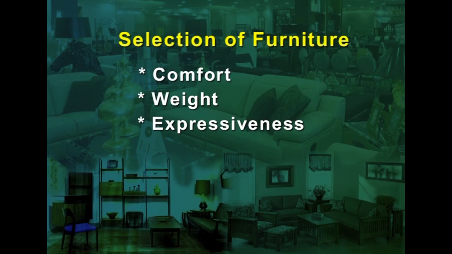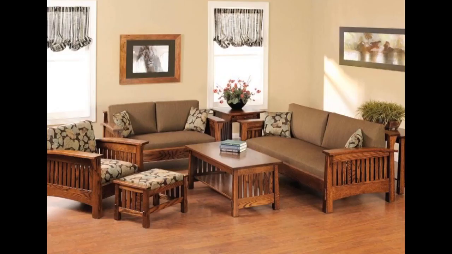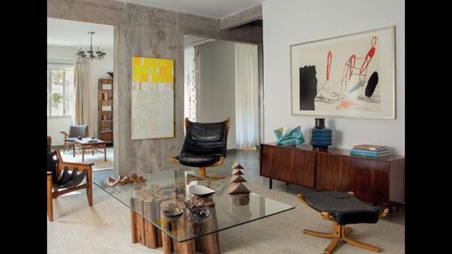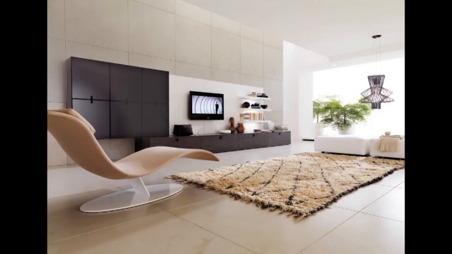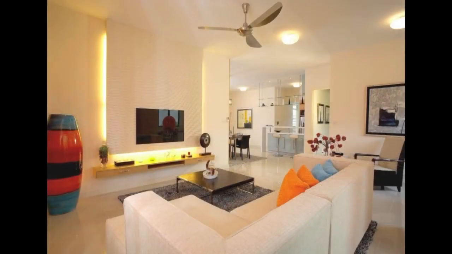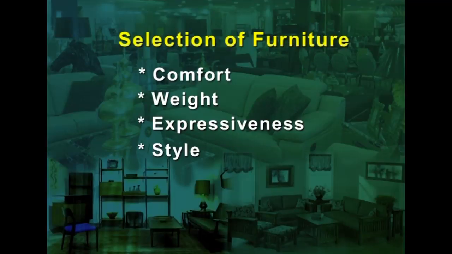Let us look at the next one, that is expressiveness. The theme of the room limits the choice of furniture. The kind of wood used for making the furniture, the shape of the article, the style and color, all are the elements that help to create the mood or expressiveness desired. Let us now see the style.